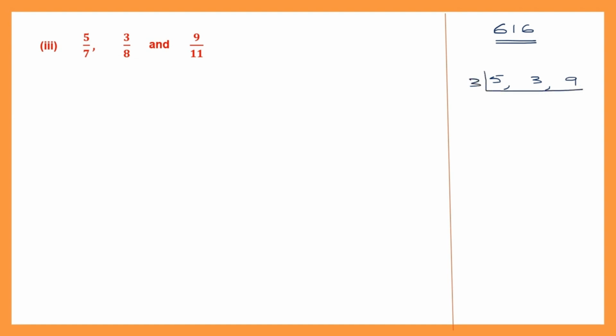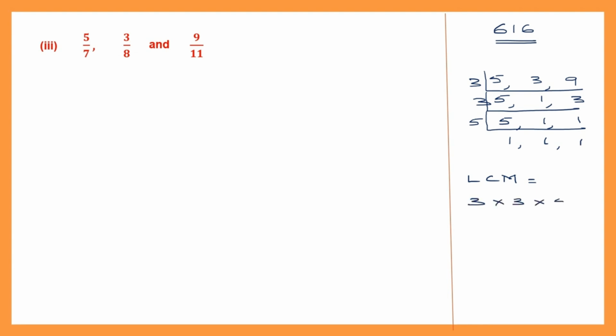Let's begin with 3. So, we bring down 5 as it is. 3 ones are 3. Now 3 threes are 9. Now again we can continue with 3. We bring down 5 because it's not divisible. 1 comes down. 3 ones are 3. Now we can use 5. 1, 1 and 1. So let's see what the LCM is. LCM will be 3 into 3 into 5. Now 3 threes are 9, 9 fives are 45. So the LCM is 45.